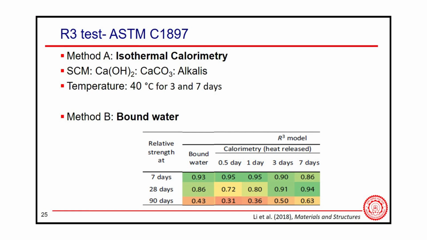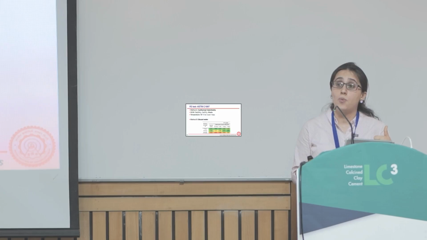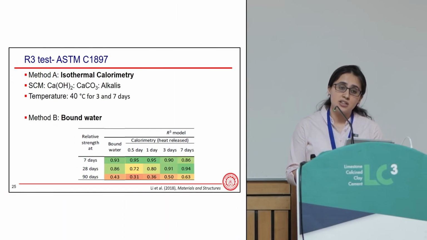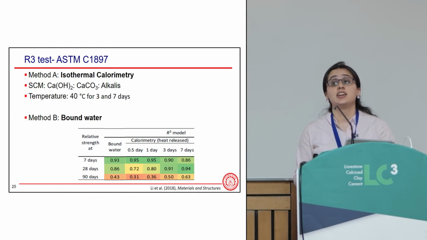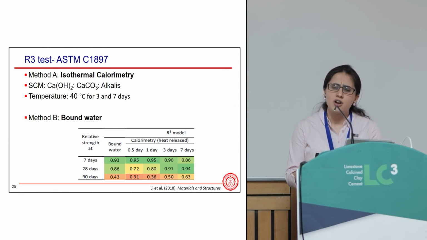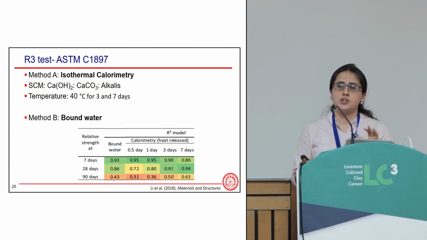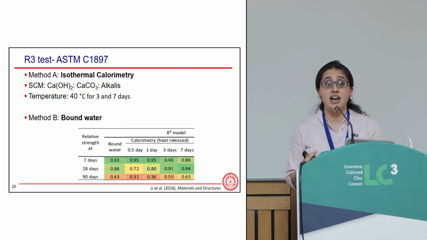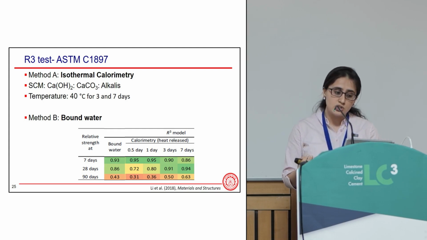Then another test that's commonly used is the R3 test. The R3 test is a standardized test method as per ASTM C1897. In this test method, we take supplementary cementitious material, we take calcium hydroxide, calcium carbonate, potassium hydroxide, and potassium sulfate. We take these things to mimic the environment in the cement solution.